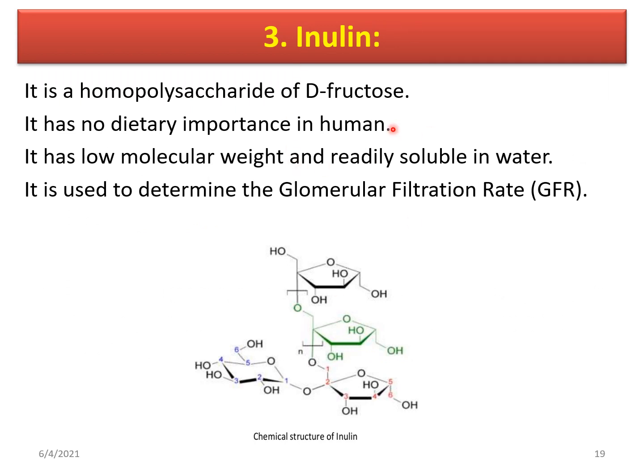The third homopolysaccharide is inulin. Inulin is a fructose polymer. It is a homopolysaccharide made up of fructose molecules. It has no dietary importance in humans. It has a low molecular weight and is readily water soluble. It is used to determine the glomerular filtration rate, GFR, in the assessment of renal function.